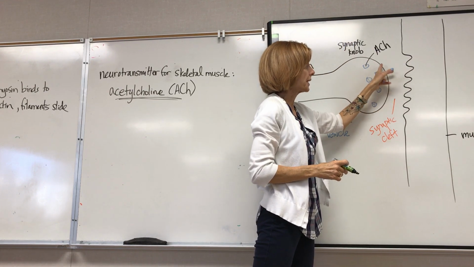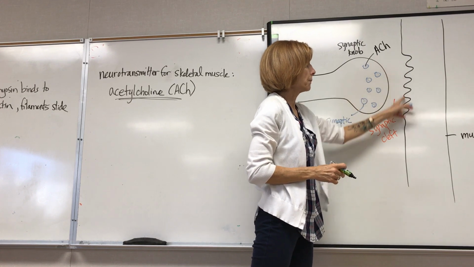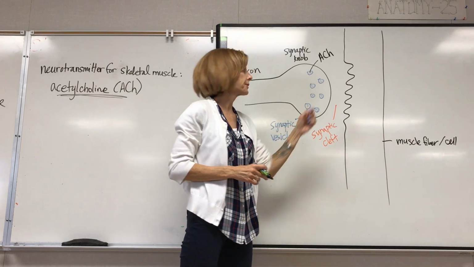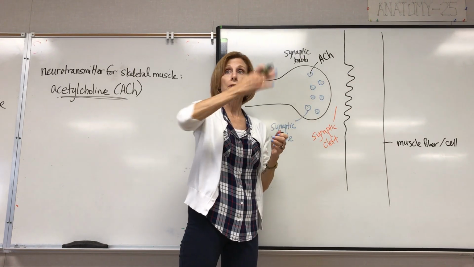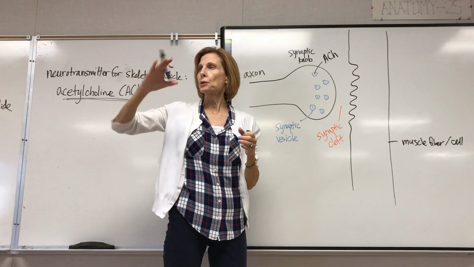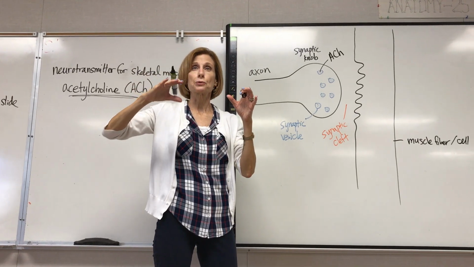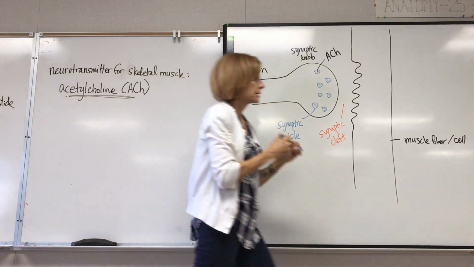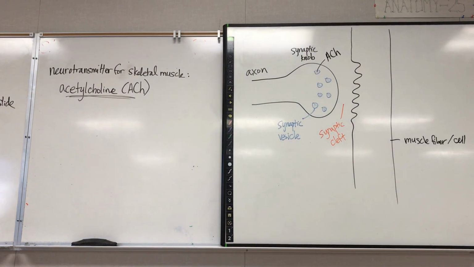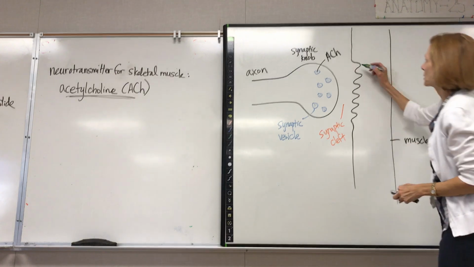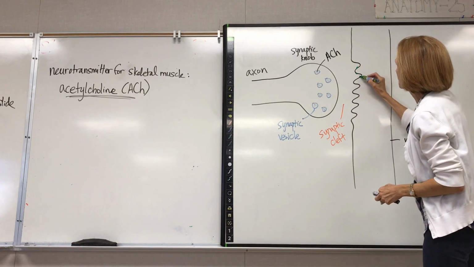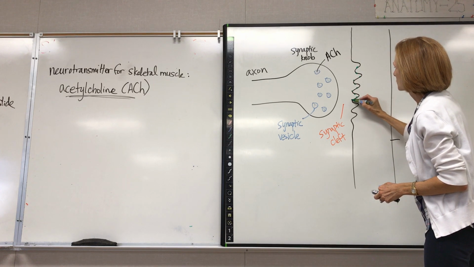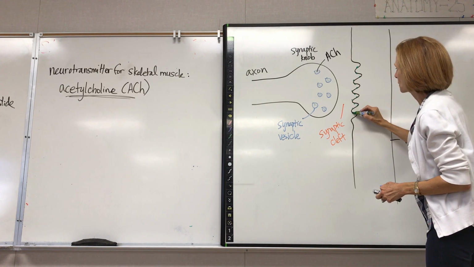It will go across the synaptic cleft and bind to receptors on the sarcolemma. Notice that this part of the sarcolemma is all folded up. When we have folds in a membrane, what do those folds do for the membrane? Increase the surface area, right. So the sarcolemma is folded up here so that we have more surface area for these receptors. Okay. And so these are receptors for acetylcholine.